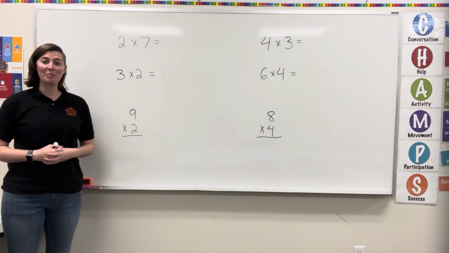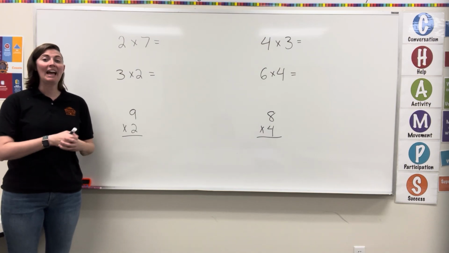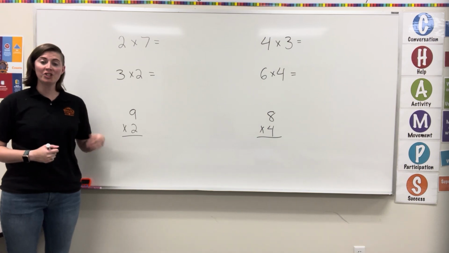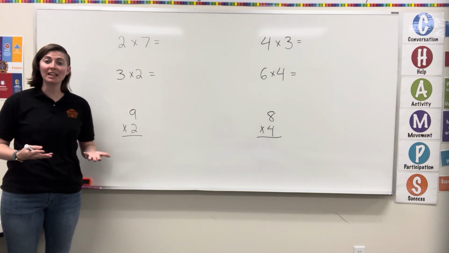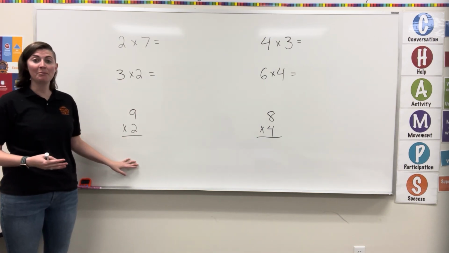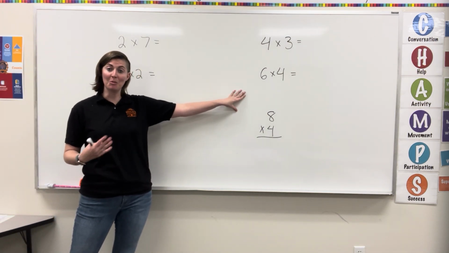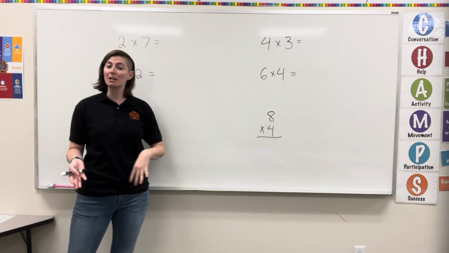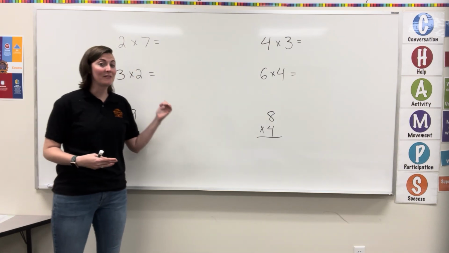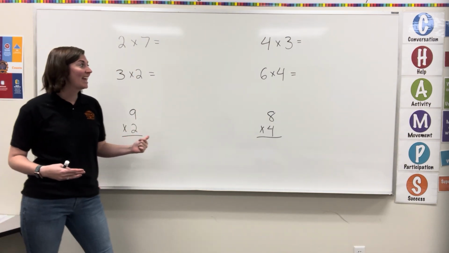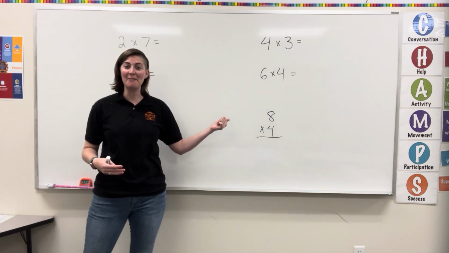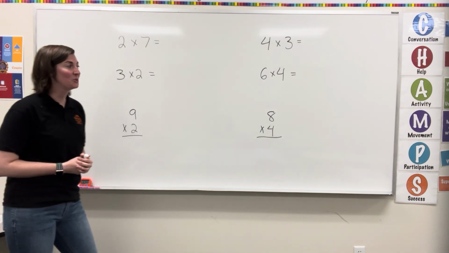In this video, we're going to be practicing multiplying by 2s and 4s. Multiplying by 2 and 4 are actually related, so after we practice multiplying by 2, we're going to use multiplying by 2s to help us multiply by 4. That's a little bit harder to have memorized, but if you can skip count by 2s, it'll help you when multiplying by 4. So let's start with our 2s.